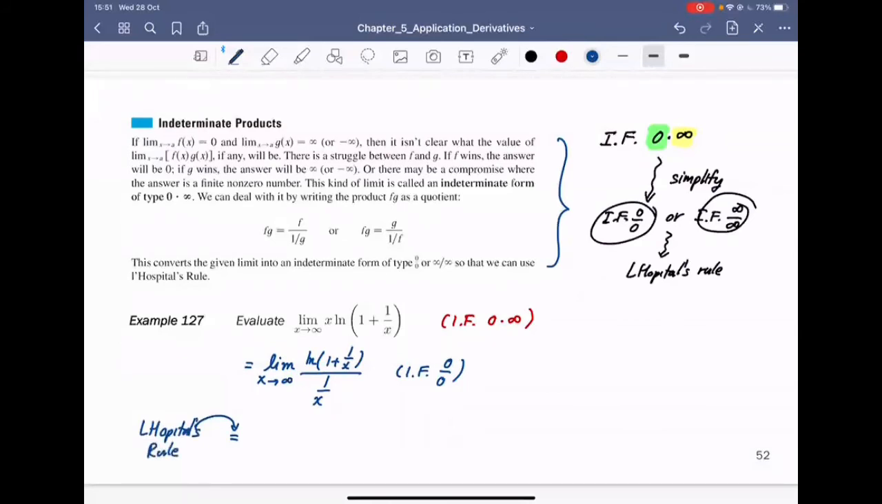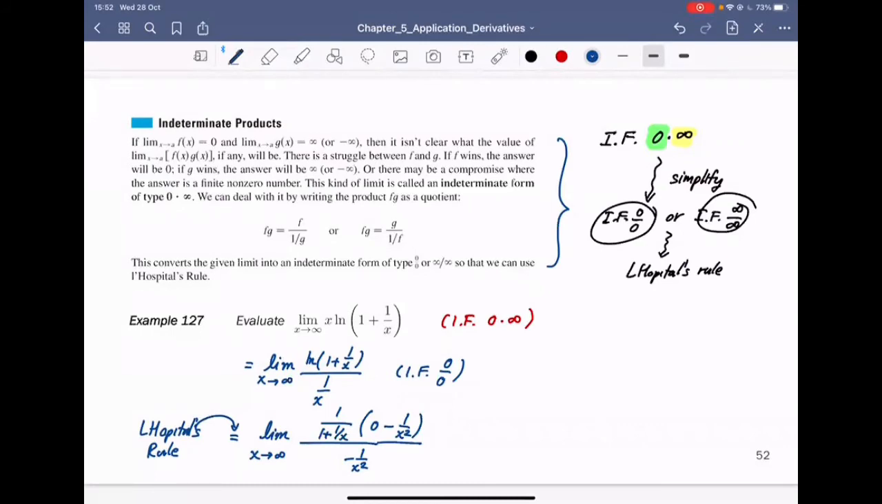We apply L'Hopital's rule, so we take derivatives. On the top, let's go slow, you're going to have 1 over 1 plus 1 over x, and then differentiate 1 plus 1 over x, you get 0 plus, by the chain rule, differentiating 1 over x gives negative 1 over x squared. If you need more time to differentiate 1 over x, that's fine, take your time. But I know how to differentiate 1 over x quickly, so I get negative 1 over x squared.